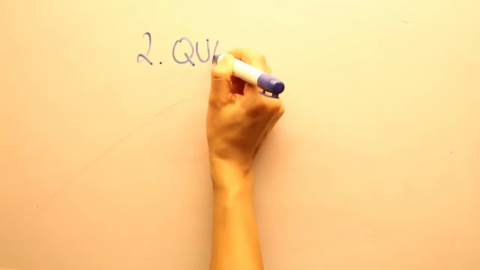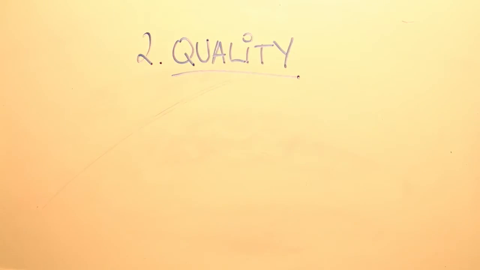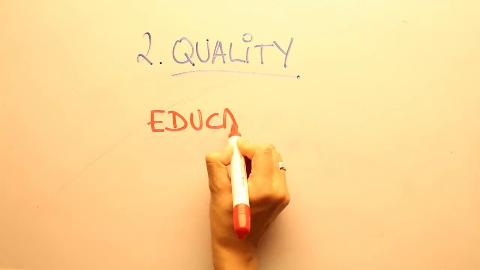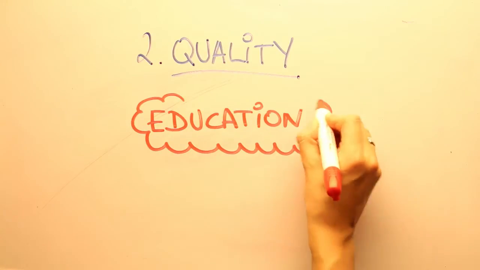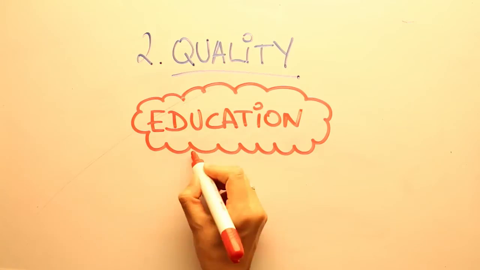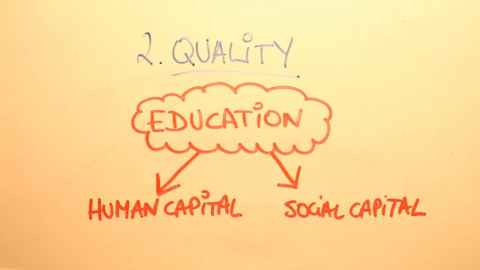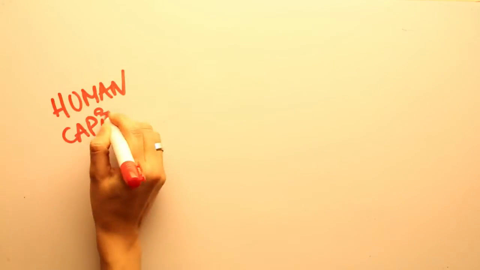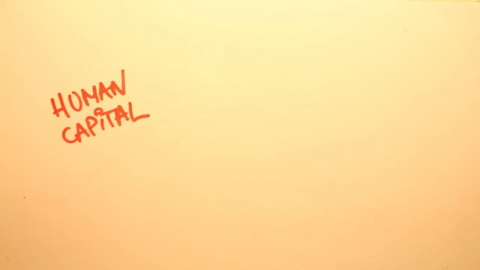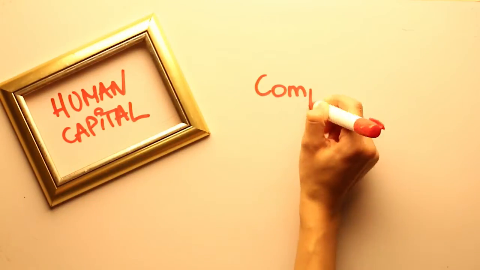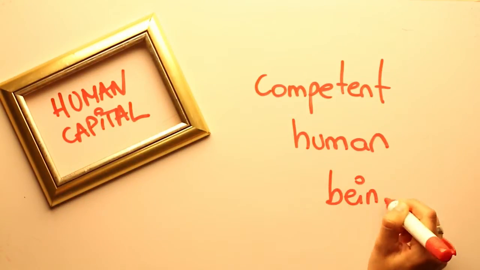The second side of the triangle is quality. But what do we mean by quality? First of all, we have to think about what the purpose of education is in order to define it. Education should have two aims: to create human capital and social capital. Human capital means the individual knowledge and skills that make a person more autonomous, more flexible, and more productive. It is the formation of competent human beings.